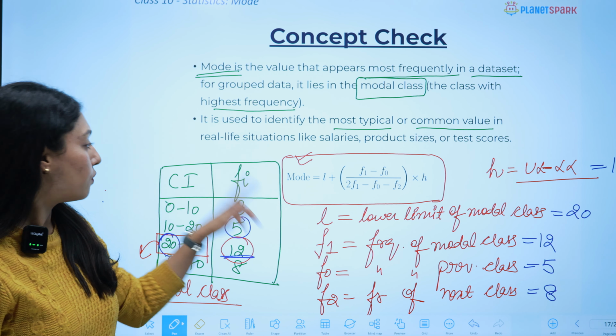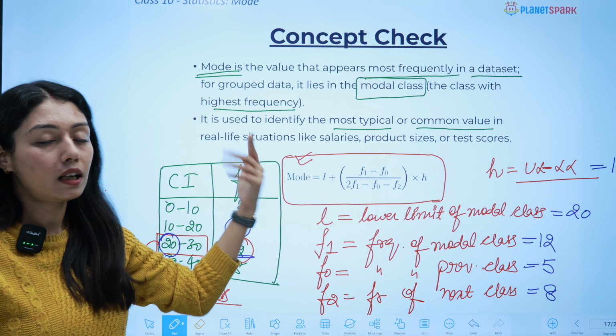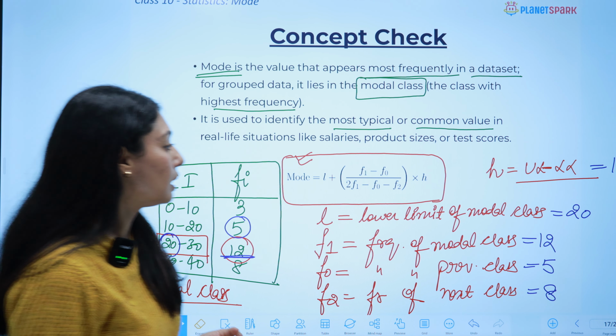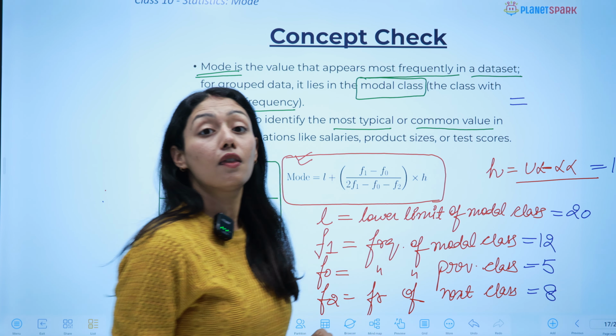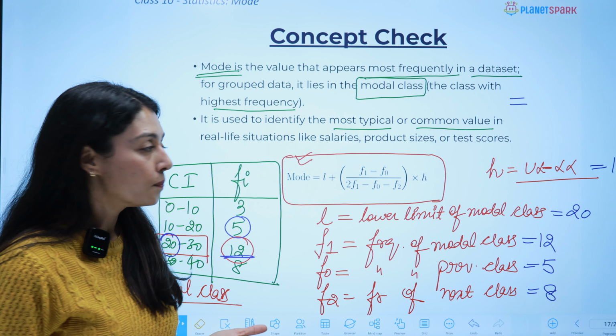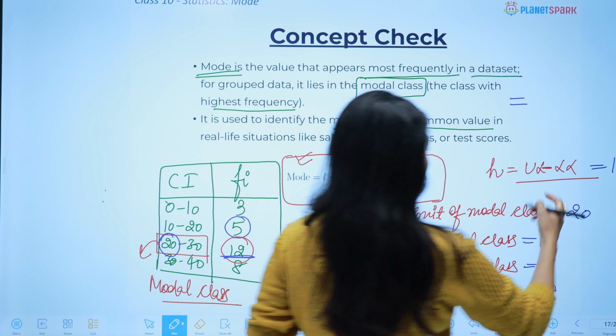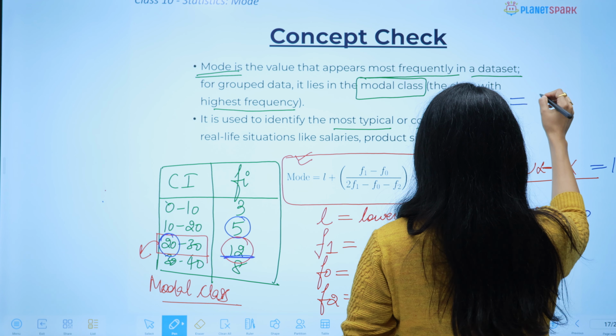Now that you have all of these values, you just have to put them into the formula and we have our answer, the mode of the data. So let's see and let's verify कि वो इस class में lie करेगा कि नहीं, in the modal class. It should lie there, right? चलिए, let's see. L that is 20.